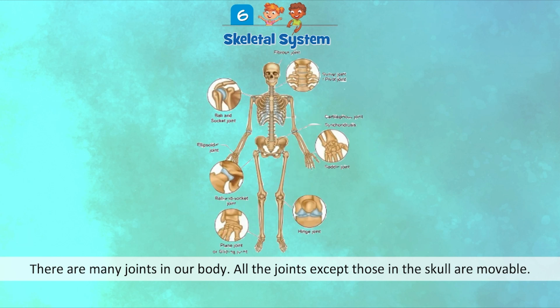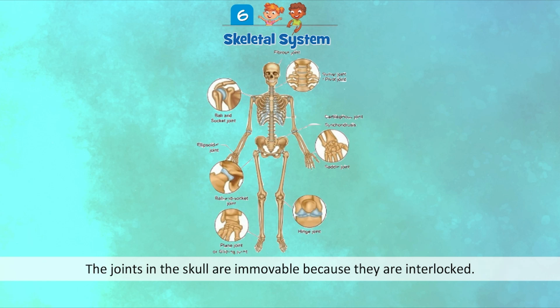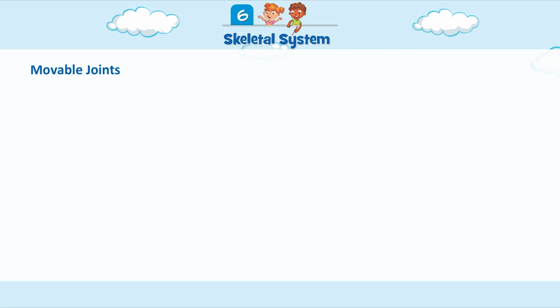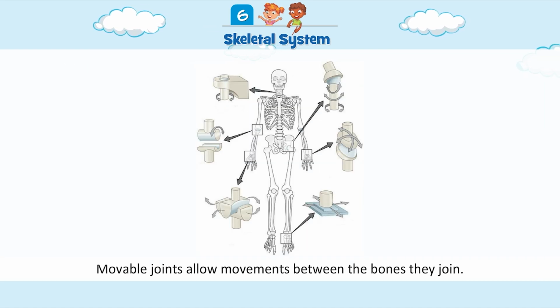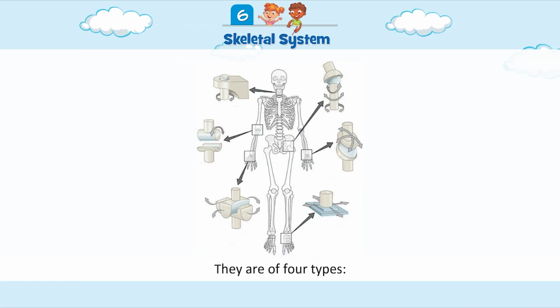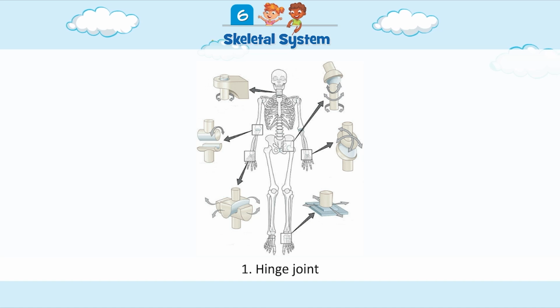There are many joints in our body. All the joints except those in the skull are movable. The joints in the skull are immovable because they are interlocked. Movable joints. Movable joints allow movements between the bones they join. They are of 4 types.